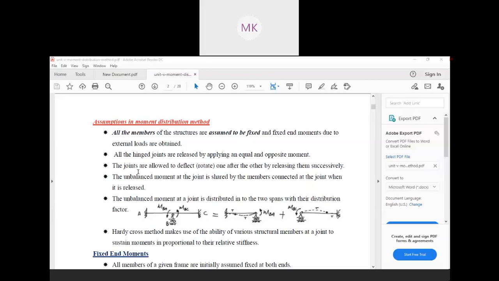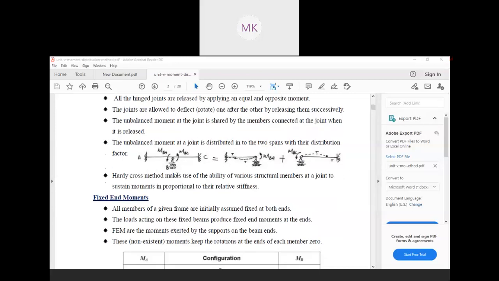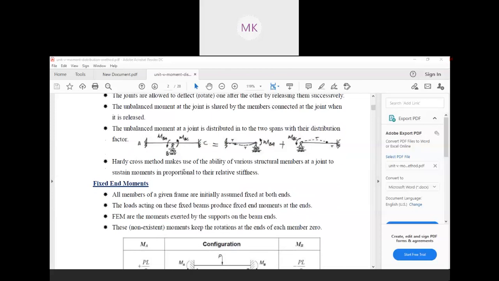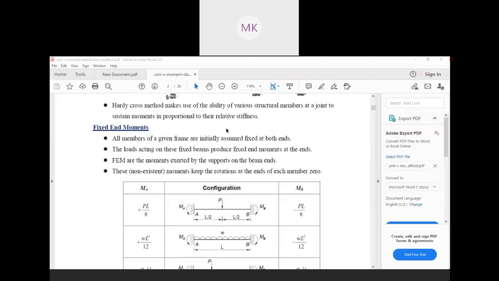The third assumption is that the joints are allowed to deflect one after the other by releasing them successively. The unbalanced moment at the joint is shared by the members connected to the joint when it is released. The unbalanced moment at the joint is distributed in the two spans with their distribution factor. We will discuss this. What is the distribution factor? The Hardy Cross method makes use of the ability of members at a joint to sustain moments in proportion to their relative stiffness. Okay, so there are some formulas of fixed end moments.